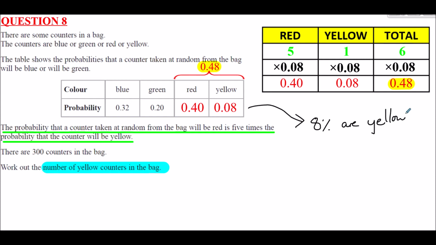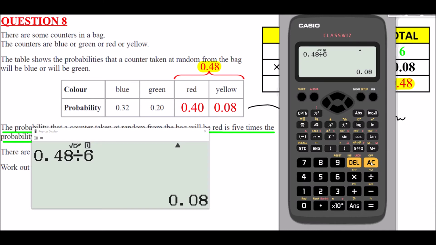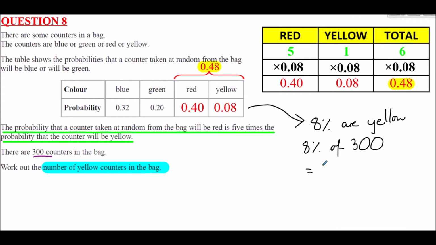But how many counters are there in total? Well, obviously, there's 300. So what we need to do to work out the total number of yellow is to work out this percentage of the total 300. So 8% of 300, we can work out by simply taking 300 and multiplying by 8 and shifting the percent, and that gives us 24. So there must therefore have been 24 yellow counters, and that's our final answer for question 8. 24 yellow counters in that bag.